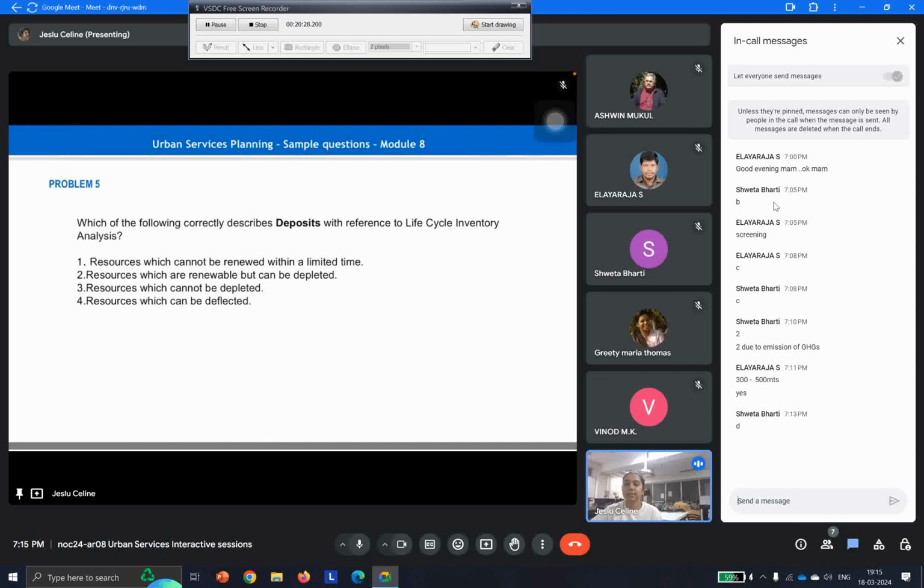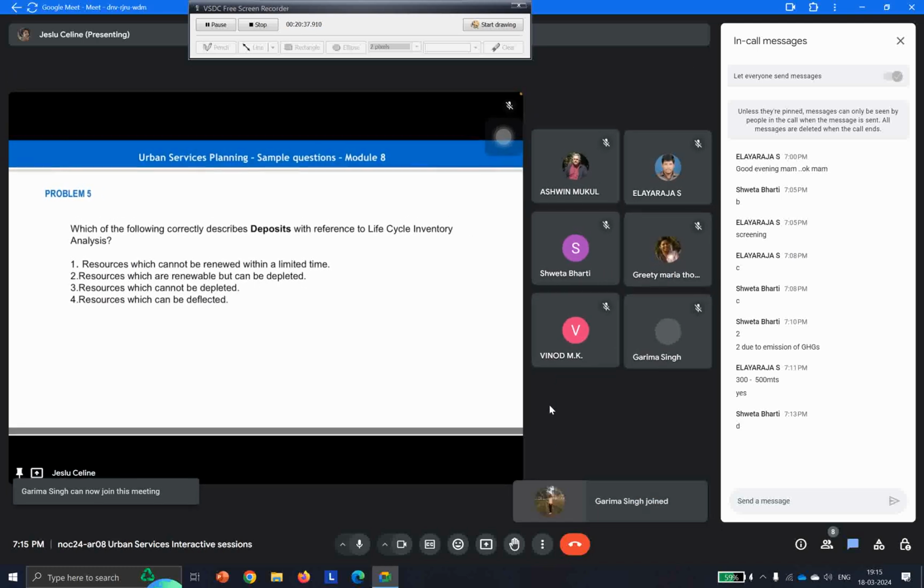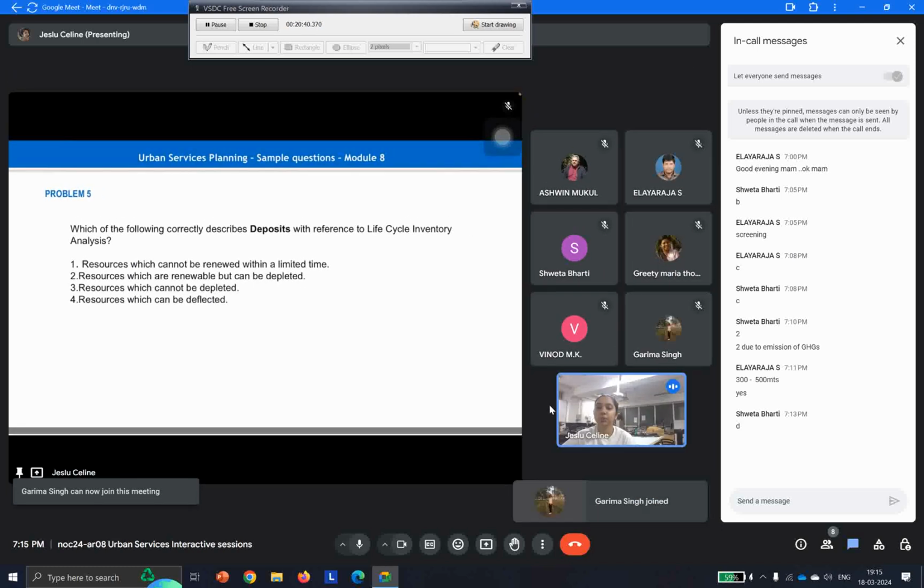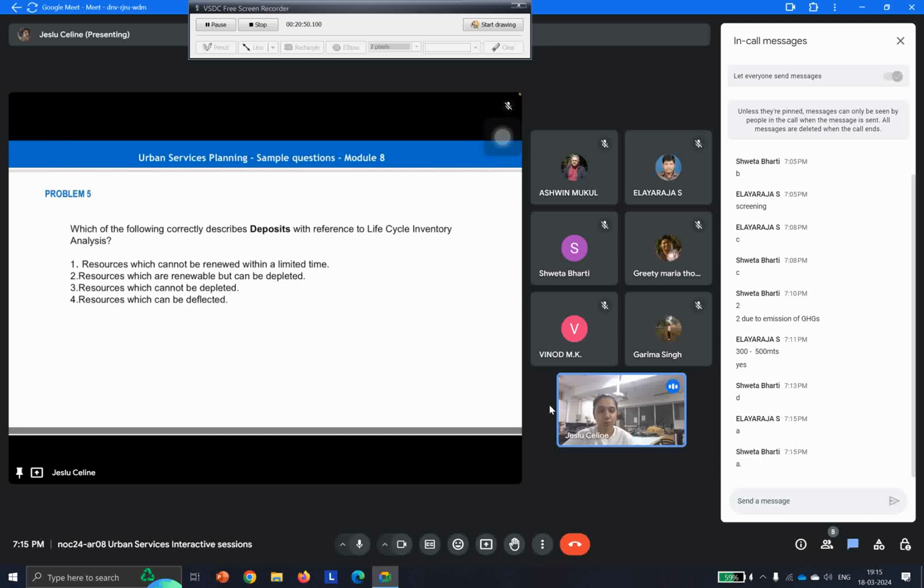Which of the following correctly describes deposits with reference to life cycle inventory analysis? One, resources which cannot be renewed within a limited time. Two, resources which are renewable but can be depleted. Three, resources which cannot be depleted. And four, resources which can be depleted. So Ilayaraja and Shweta say A, resources which cannot be renewed within a limited time. Very good. Yes. So deposits are resources which cannot be renewed within a limited time.